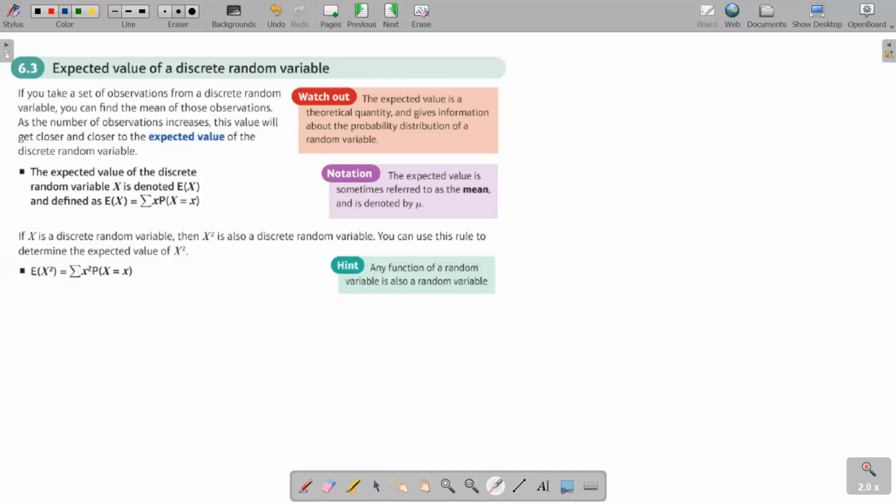And then there's an extra part here. If X is a discrete random variable, then X squared is also a discrete random variable. You can use this rule to determine the expected value of X squared. So they're also teaching you how to get the expected value of X squared. The expected value of X squared is equal to the summation of x squared times the probability of x. I think the best thing to do here is let's go for some examples to see how to use these equations.